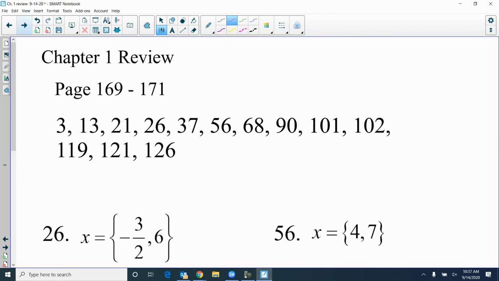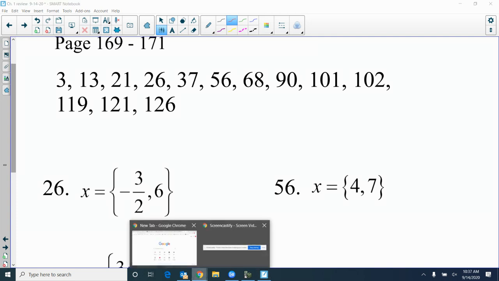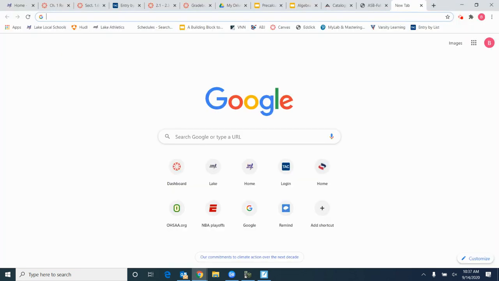All right, the review. I'm going to do 21 together just because a lot of people end up missing that, and I just want to make sure you know how to do it. If you already did it, great. This is the review. I'm going to give you the rest of the period to work on it. On Canvas, under modules.